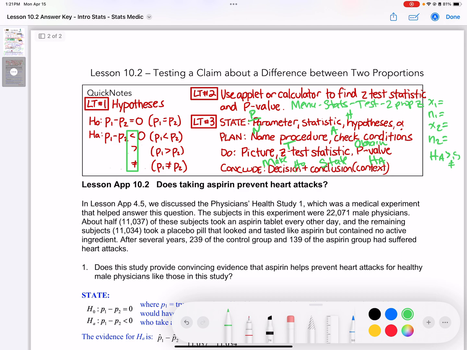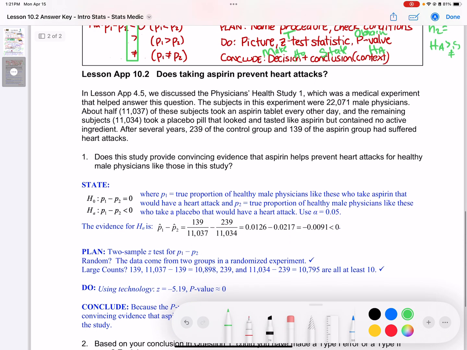All right, let's go ahead and look at this. This is does taking aspirin prevent heart attacks. So for this one, let's read through it and see what's important. This is the total number of people in my study, but it says about half of them, that wasn't perfectly in half, but this is my control group, or of these took aspirin every other day, and the remaining took placebo, okay? And it has no active ingredient.